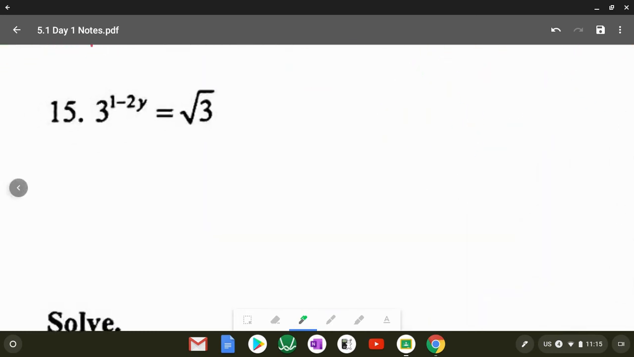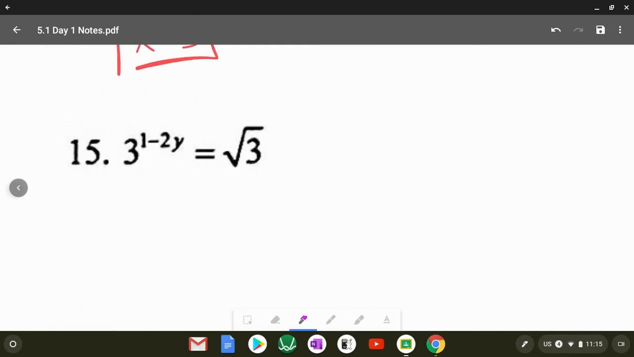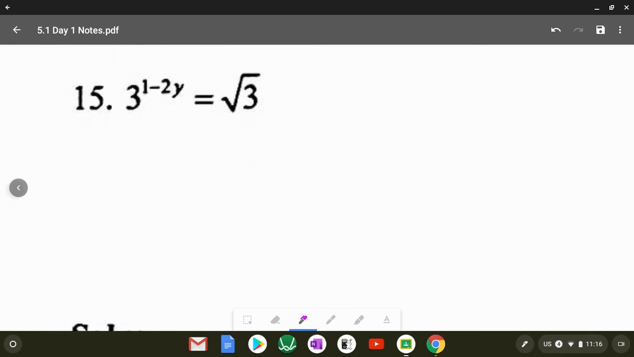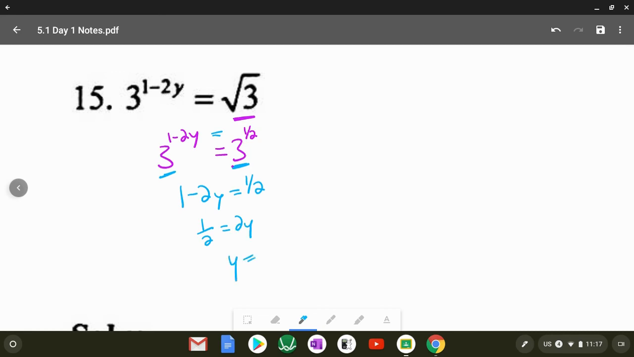For number 15, we're going to go ahead and do the same thing, again just following the concept of matching the bases. So we're going to look at the right side, and we know a square root is a 1/2 exponent. And by changing that, we now have the bases matching. And again, we remember when the bases match, we can set the exponents equal. By doing that, you get 1/2 equals 2y, and y equals 1/4. If you plugged it back in, it would work.